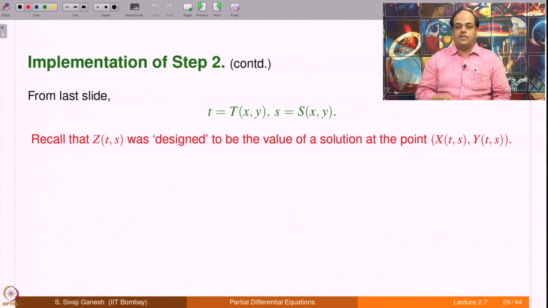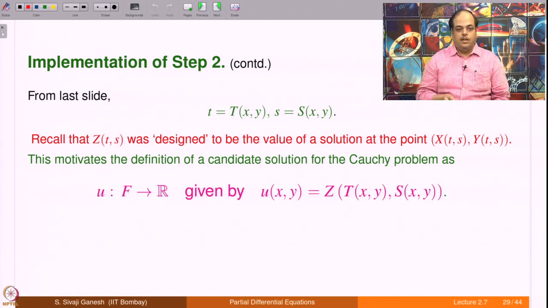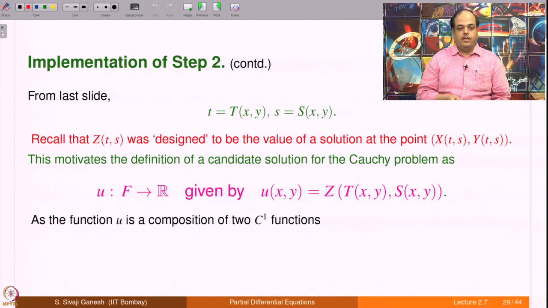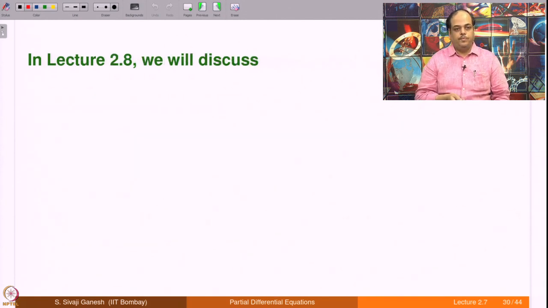As I told you earlier, z(t, s) was designed to be the value of the solution at this point (x(t, s), y(t, s)), referred to lecture 2.6. Therefore, this motivates us to define a candidate solution by this u defined on F to R given by u(x, y) equal to z(t(x, y), s(x, y)). As the function is a composition of two C1 functions, t and s are C1 inside, and z itself is a C1 function, therefore the composition will be a C1 function. Therefore, u is a C1 function. Step 2 is successfully completed, we have defined what is a candidate solution.